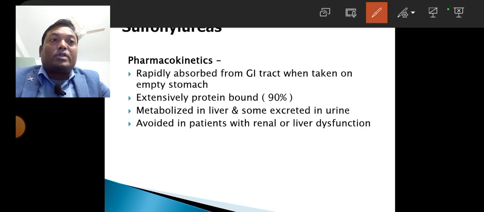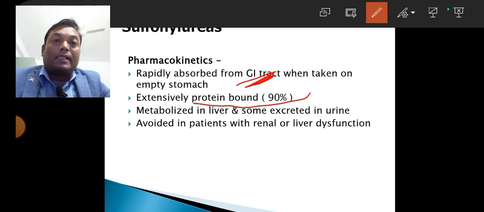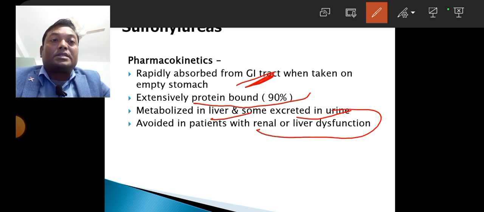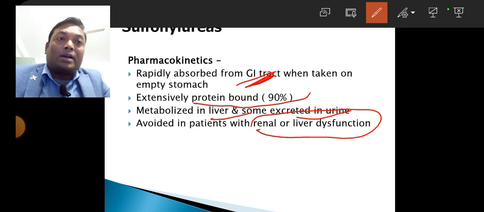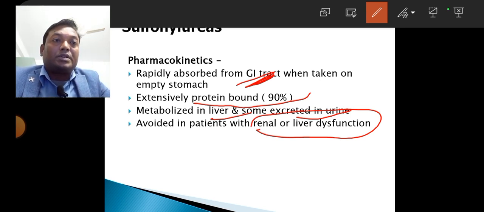As far as pharmacokinetics is concerned, it is rapidly absorbed from the GI tract when taken on an empty stomach, extensively protein bound, about 90% bound to proteins, metabolized in the liver, and some is excreted in the urine. It is avoided in patients with renal and liver dysfunction. So when a patient is suffering from renal or liver dysfunction, we have to take some precaution while prescribing sulfonylurea.